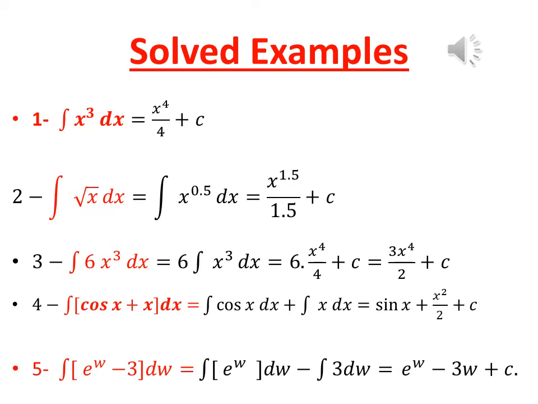Number 5: integration of e power w minus 3 dw. We change the variable: instead of writing x we write w, so the variable may be x, y, z and so on. Integration of e power w is e power w, the exponential stays the same. Minus 3 gives minus 3w, not 3x, 3w, because here the variable is w.